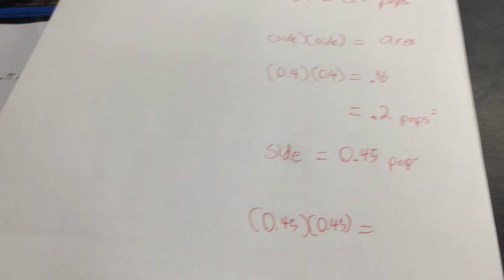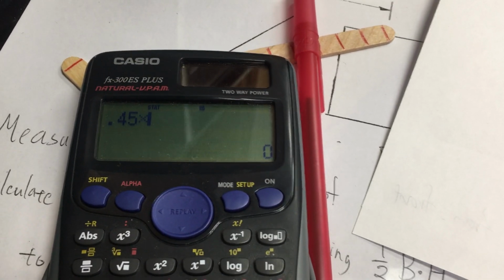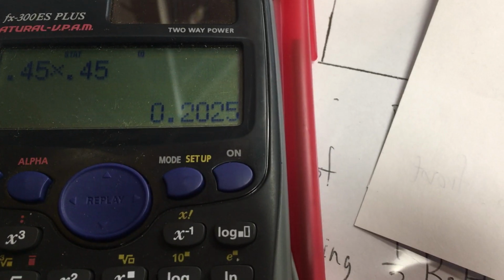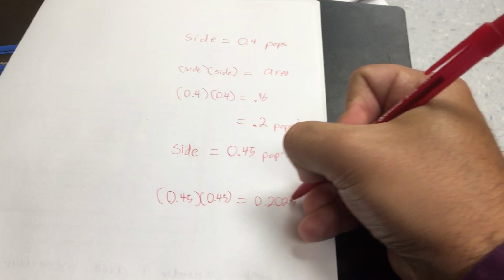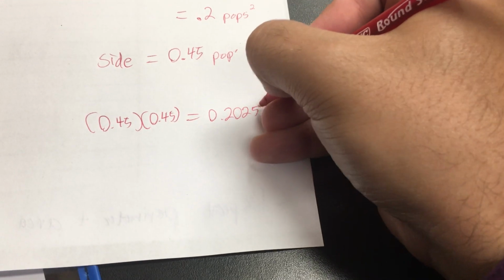We will use the calculator. All right. 0.45 times 0.45. And I'm getting 0.2025. All right. 0.2025 pops squared. Sorry about that. And that's a 5.